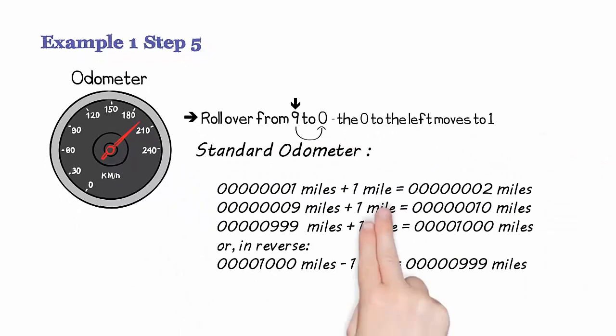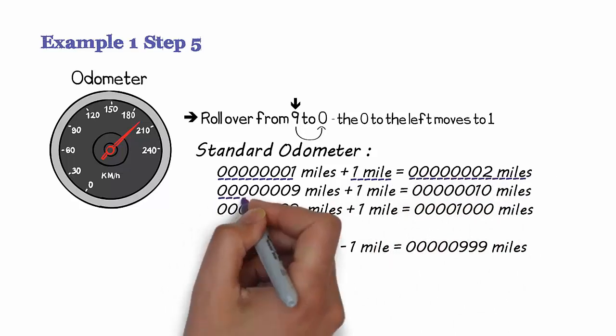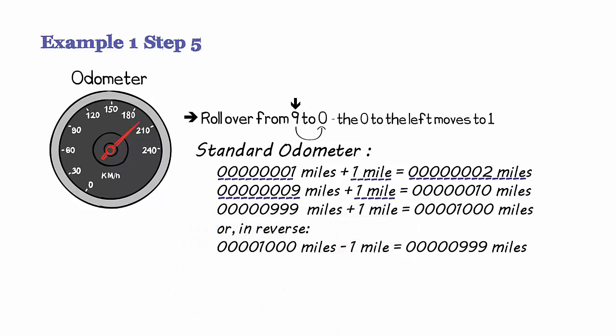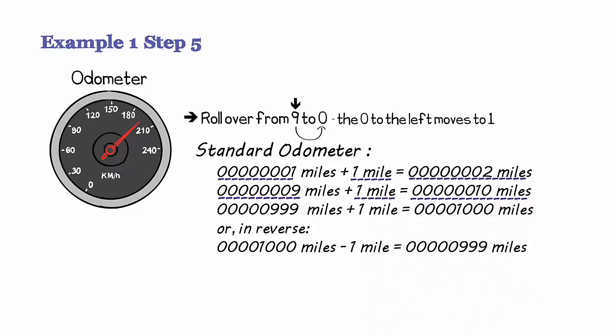So in a standard odometer, if you had a value of, let's say, 7 zeros and a 1, because you've got a brand new vehicle, so that's the distance that you've traveled, let's say 1 mile, and you drive another mile, the odometer will show 7 zeros 2 miles. If you had driven 9 miles and you drove 1 extra mile, that would display as 6 zeros followed by 1 followed by 0, in other words 10 miles. If you had driven 999 miles and drove an extra mile, that would display as 4 zeros followed by a 1 followed by 3 zeros, in other words 1,000 miles.